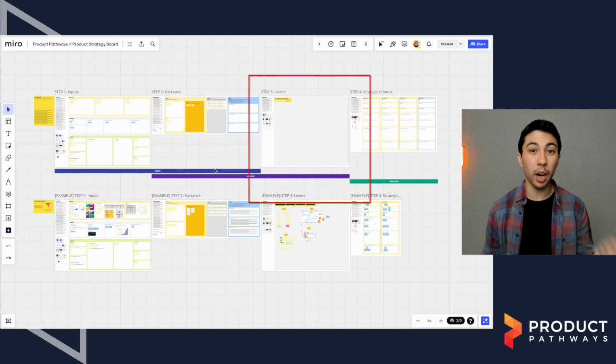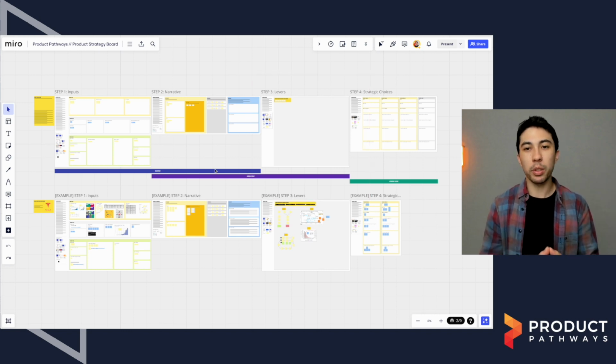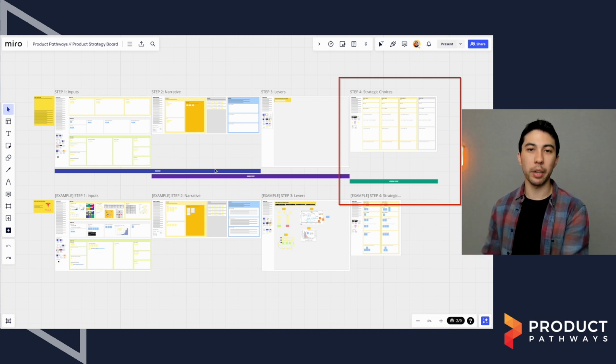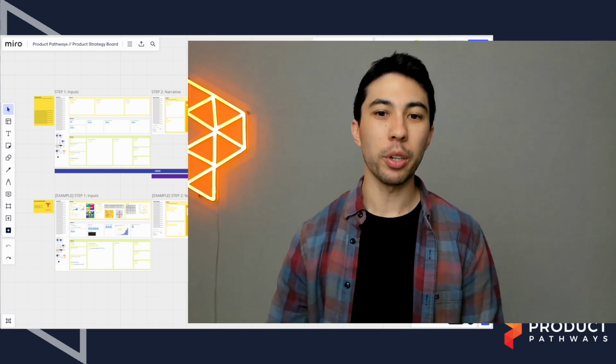What can we do? What can't we do? We want to overlay things like our brand and our principles and our values inside of that. And then we want to make some choices. And those choices need to be coherent. And that is the process of coming up with a product strategy.